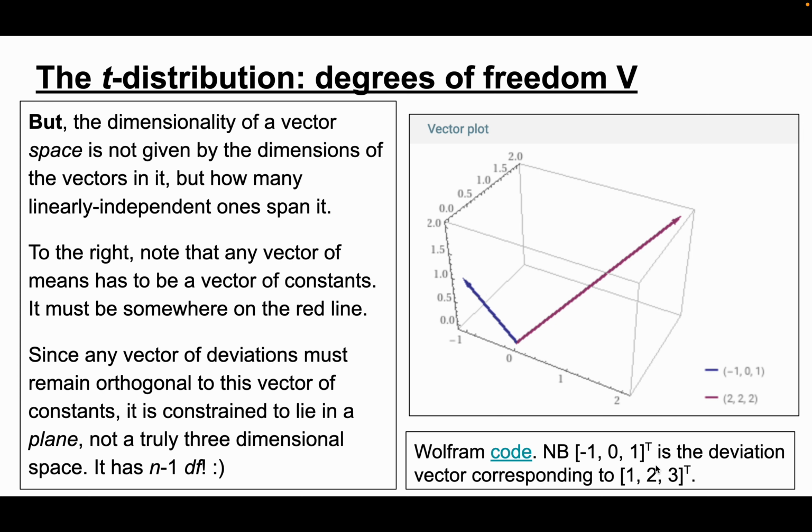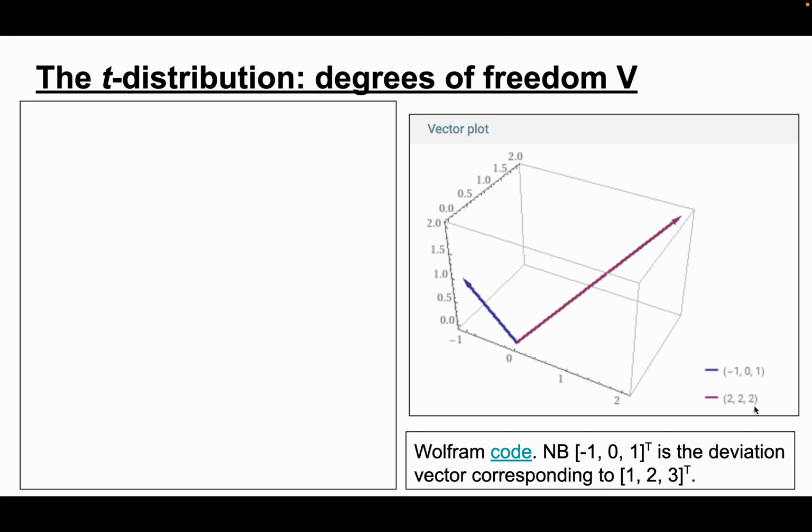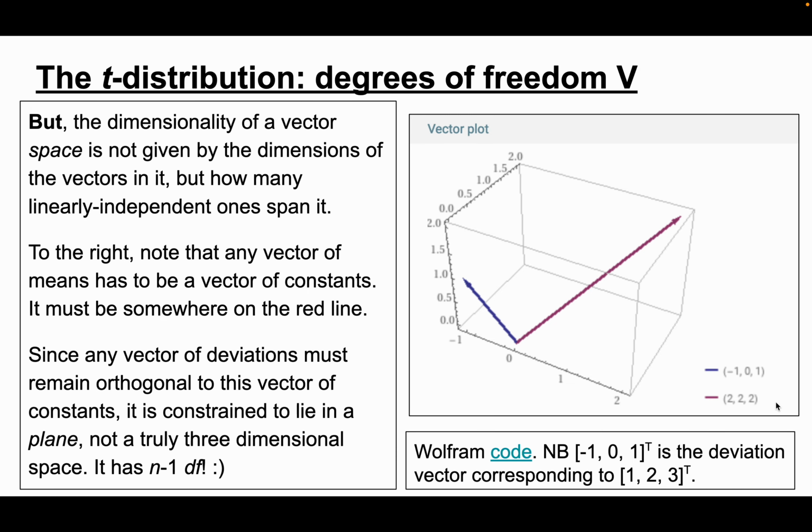Note that the means are constrained to lie in a one-dimensional space. They always have to be along this vector of 1s. So note that this is a scalar multiple of the one vector in 3 dimensions, 1, 1, 1. So we just multiply every component by 2, and we get the vector 2, 2, 2.